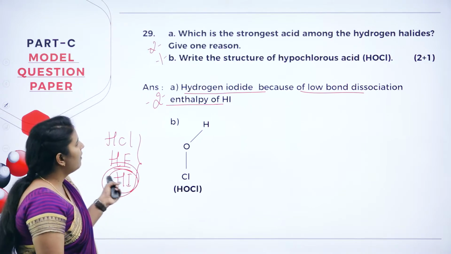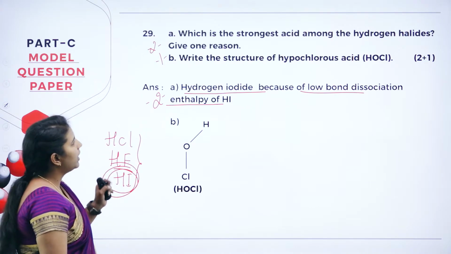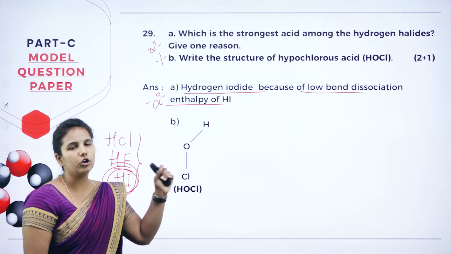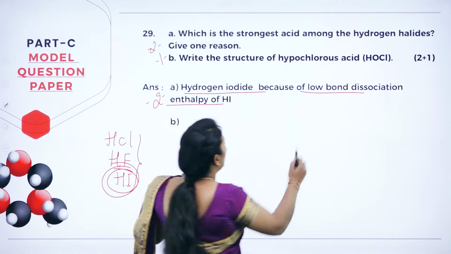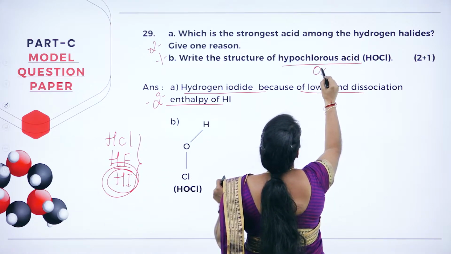Okay, we have one more question. We have to draw the structure of hypochlorous acid, which is an oxoacid of chlorine.